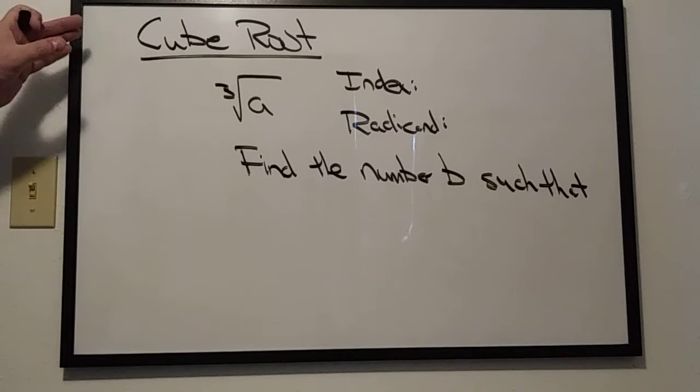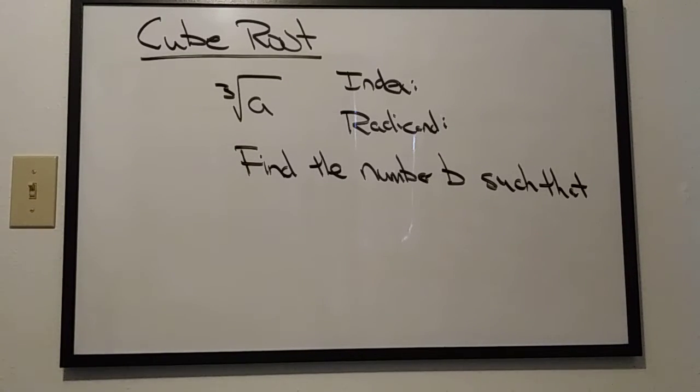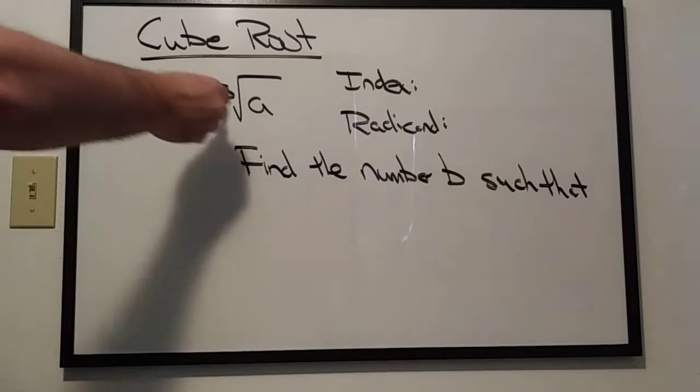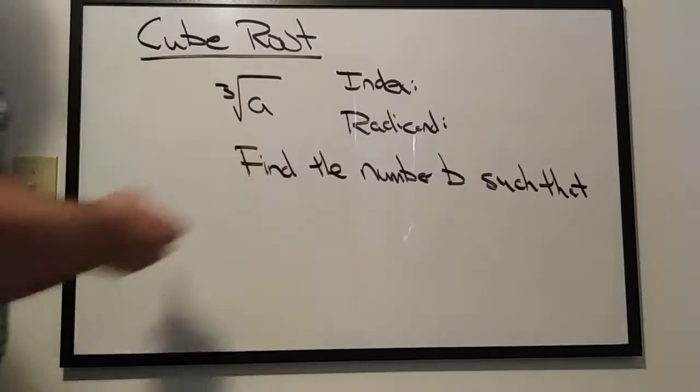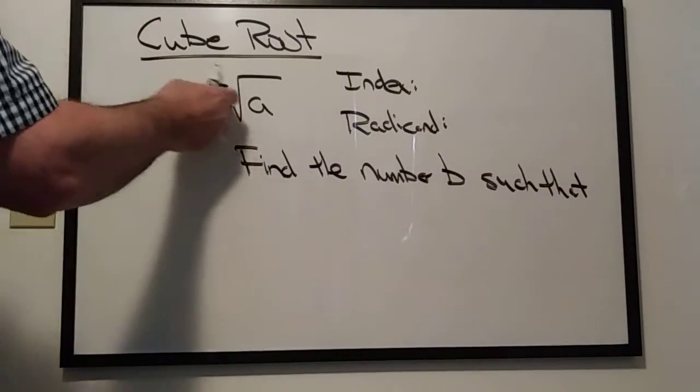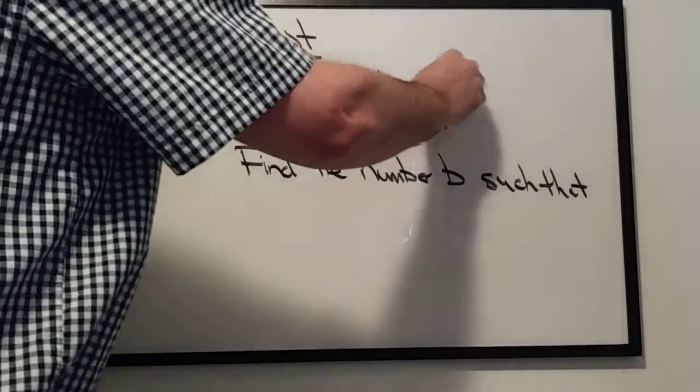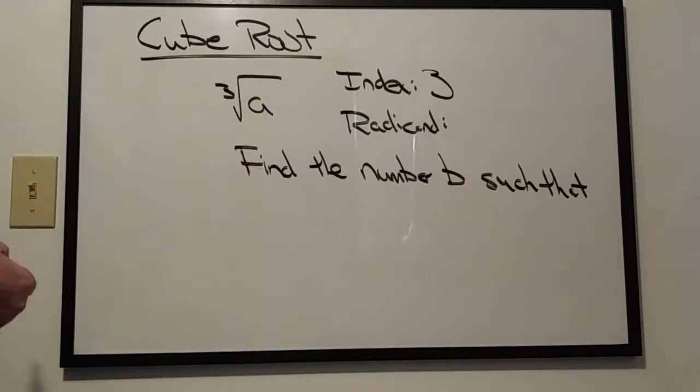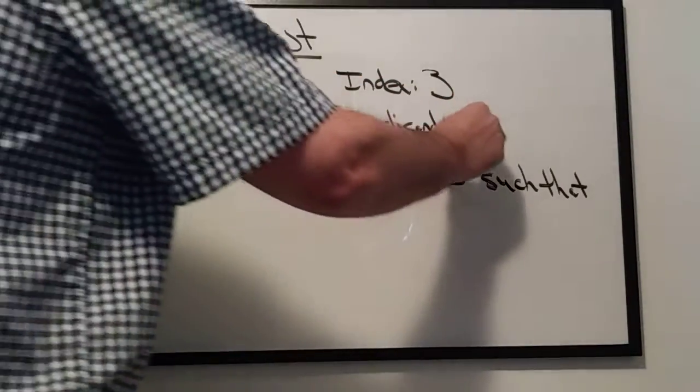Another specific example is a cube root. And I've given an example of a cube root problem here. This is the cube root of a. So when you look at the cube root of a, again, it's good to think about the definitions. The index here, the number out in front, is 3. The radicand, the number underneath, is a.